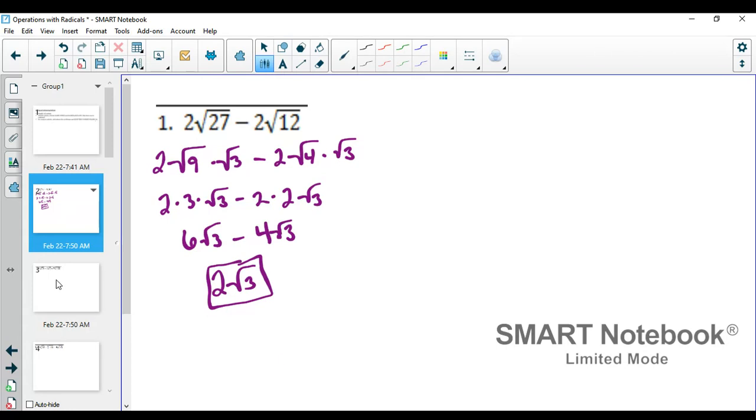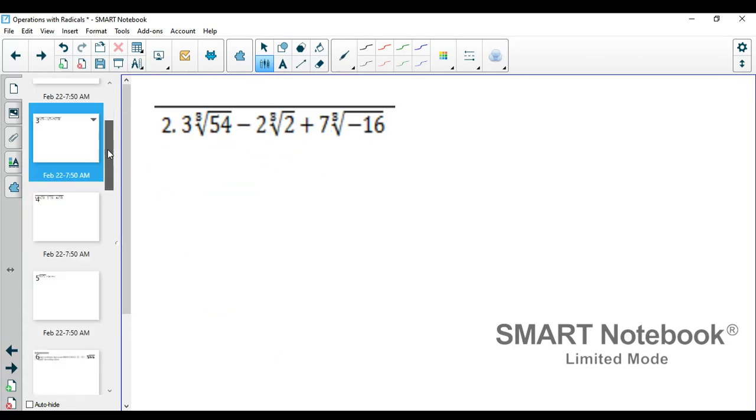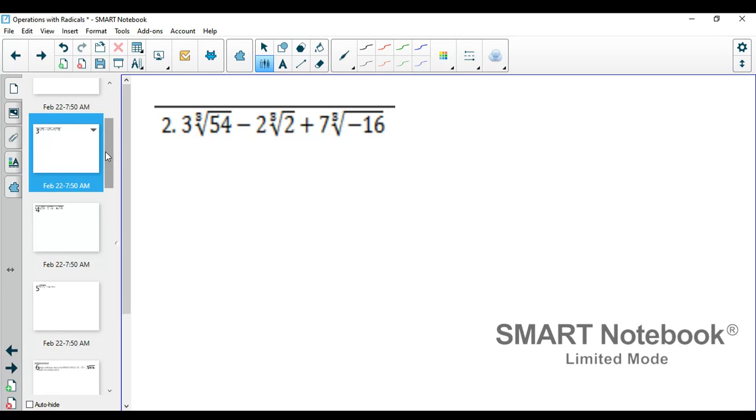All right, so moving on. We have 3 times the cube root of 54 minus 2 times the cube root of 2 plus 7 times the cube root of negative 16. Let's just start with simplifying the radicals if we can. We can definitely simplify the cube root of 54 to the cube root of 27 times the cube root of 2, right?